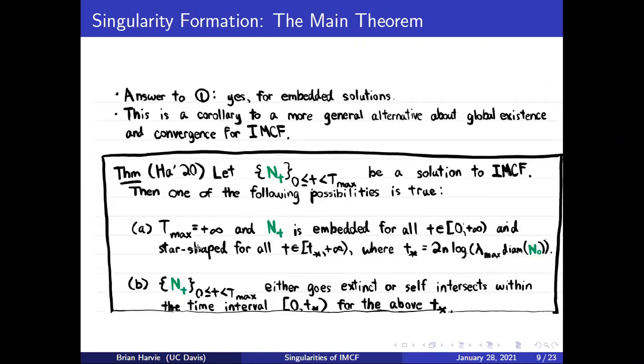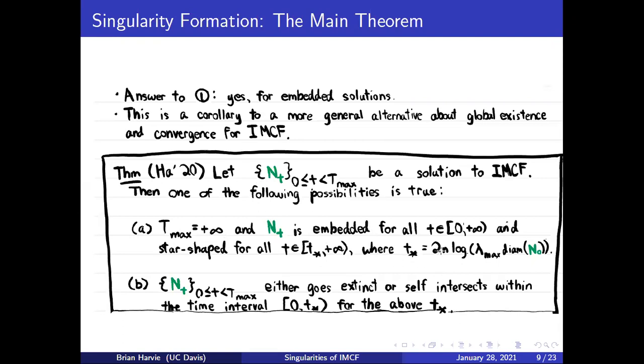So on the question of formation, the answer to one is yes, you always have singularity formation within a prescribed time interval if the solution is embedded. But this is actually a corollary of a more general statement about inverse mean curvature flow. In a paper that I wrote last year, I found two alternatives. If you consider any solution to inverse mean curvature flow, one of the two following possibilities happens. Either the flow exists for all time, the flow surfaces are embedded for all times, and they're star-shaped beyond a certain time, which depends only on initial data.